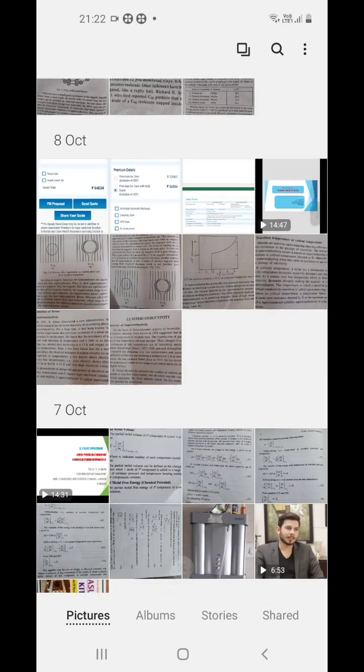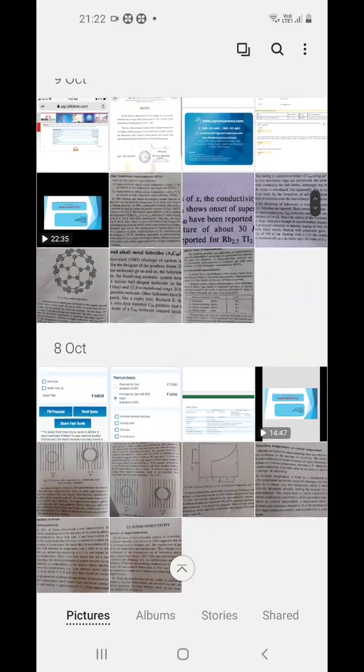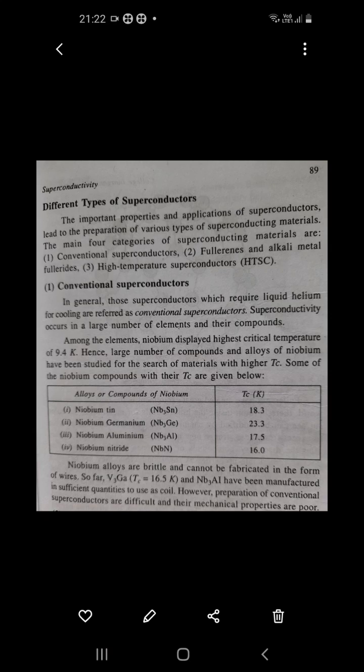Now let me see the types of superconductor. There are three types of superconductor: conventional superconductor, fullerene alkali metal superconductors, and high temperature superconductor. Now what is a conventional superconductor? A conventional superconductor is a superconductor which requires liquid helium for cooling. Those conductors are called conventional superconductors.